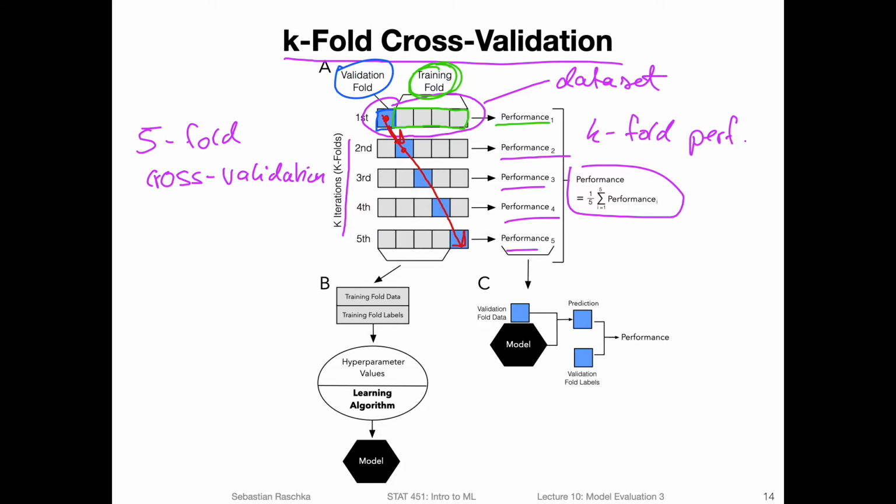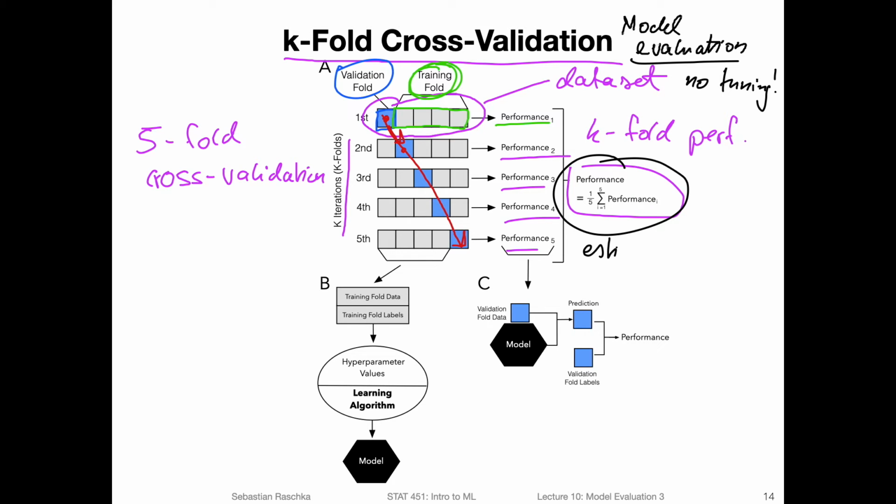So remember, we are talking here about k-fold cross-validation for model evaluation, not selection. So we are not doing any hyperparameter tuning, so no tuning here. And in this case, what we can do is we can actually regard this performance estimate here as an estimate of the generalization performance, instead of just using the holdout method where we split the dataset into a training and a test set. We can actually use that method here to evaluate the performance of the model.